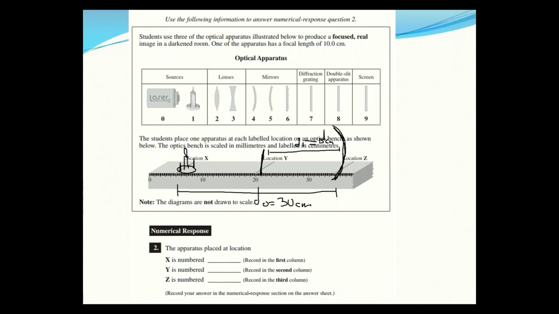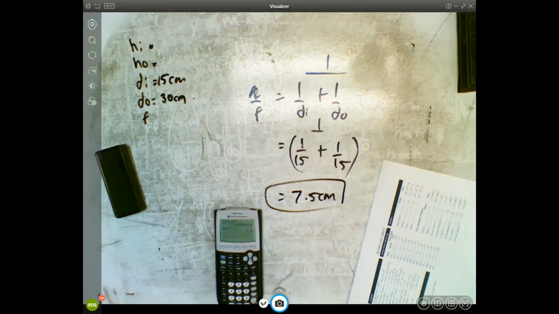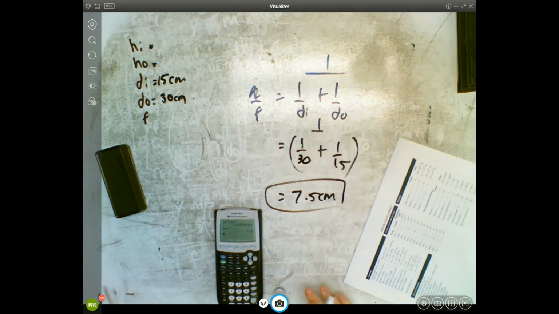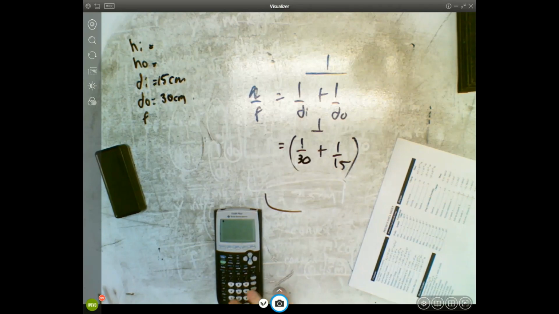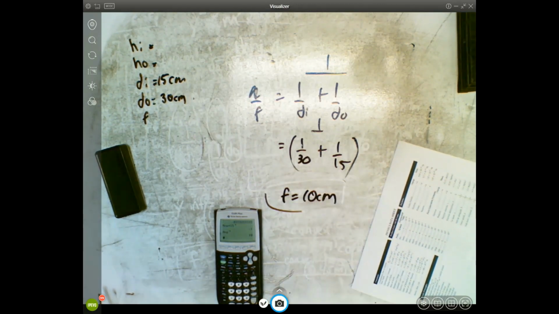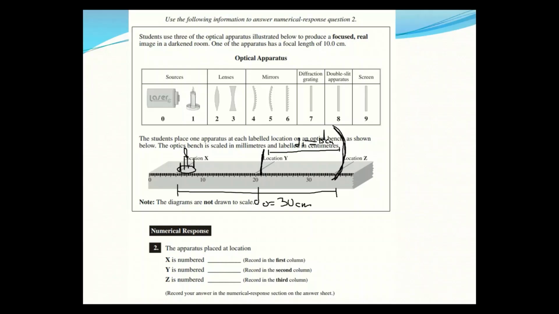So now if we plug that into our equation, the only thing that we're changing is we're making this 30. So we go 1 over 30 plus 1 over 15, and then 1 over that, and then we get our focal length to be 10 centimeters when we do that. Okay, super tricky question. I wouldn't put this exact one on a test because I think a lot of people get it wrong.